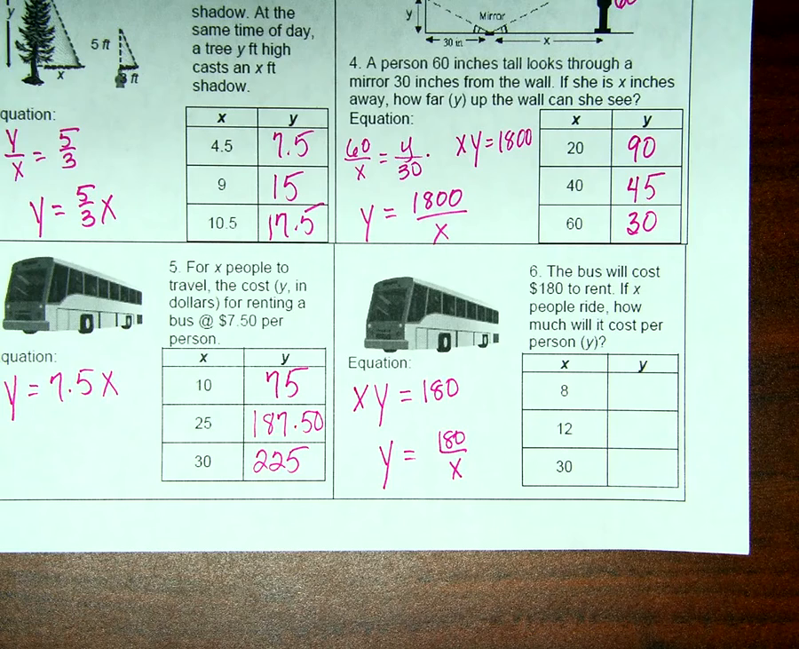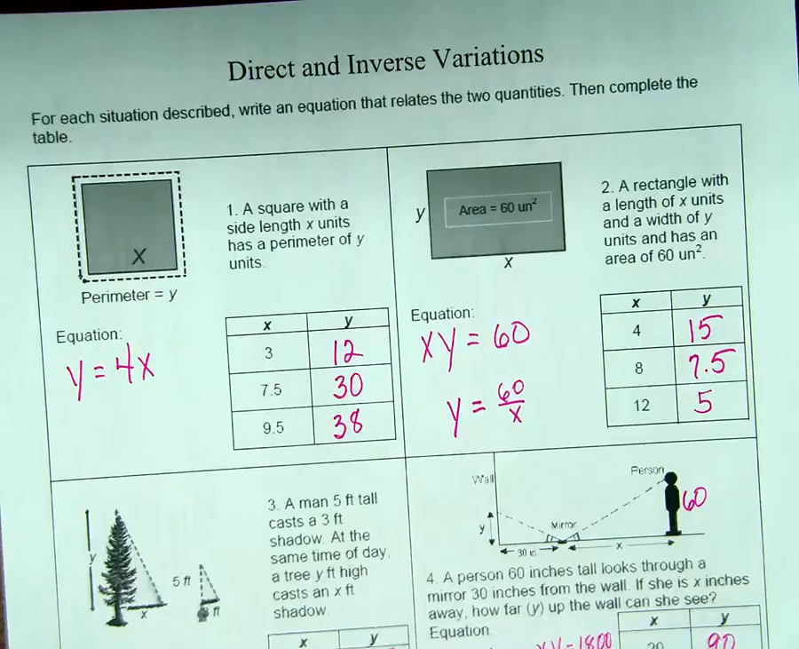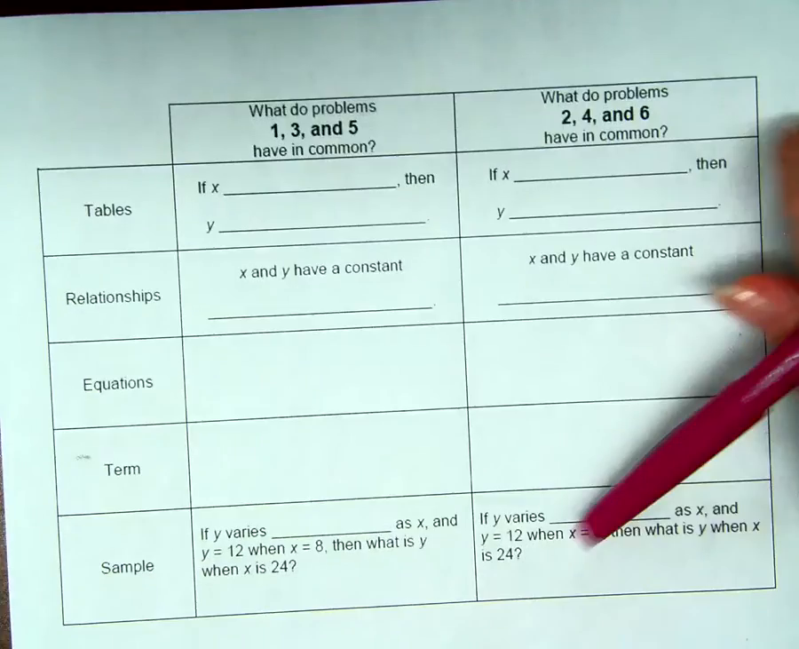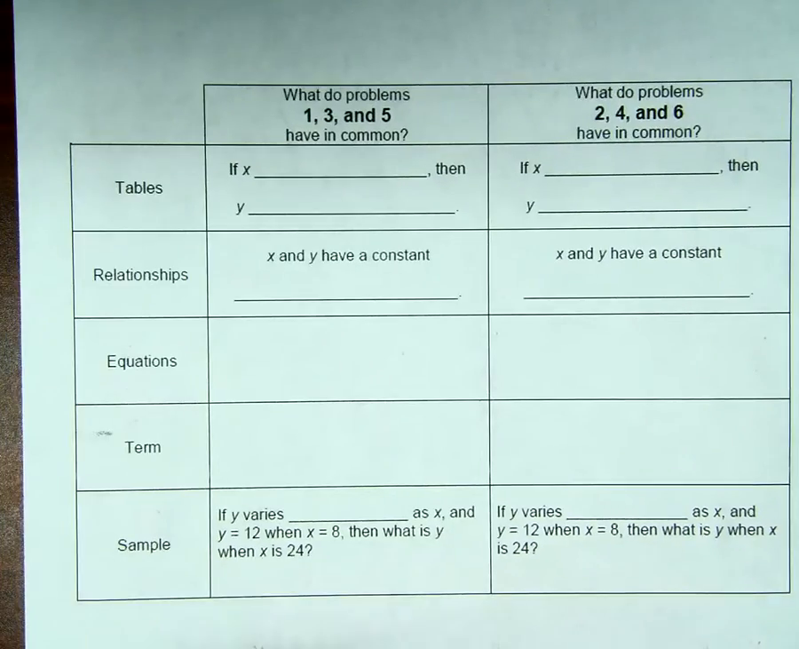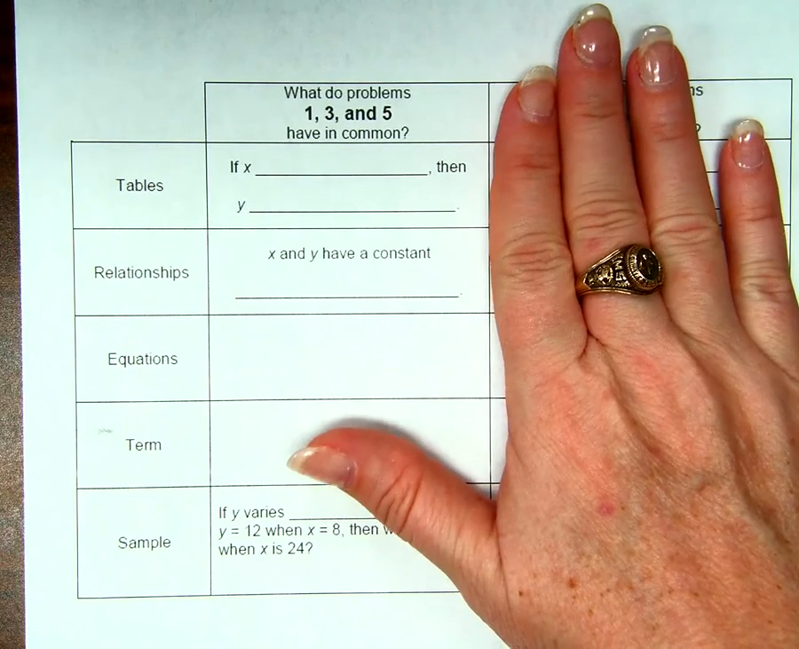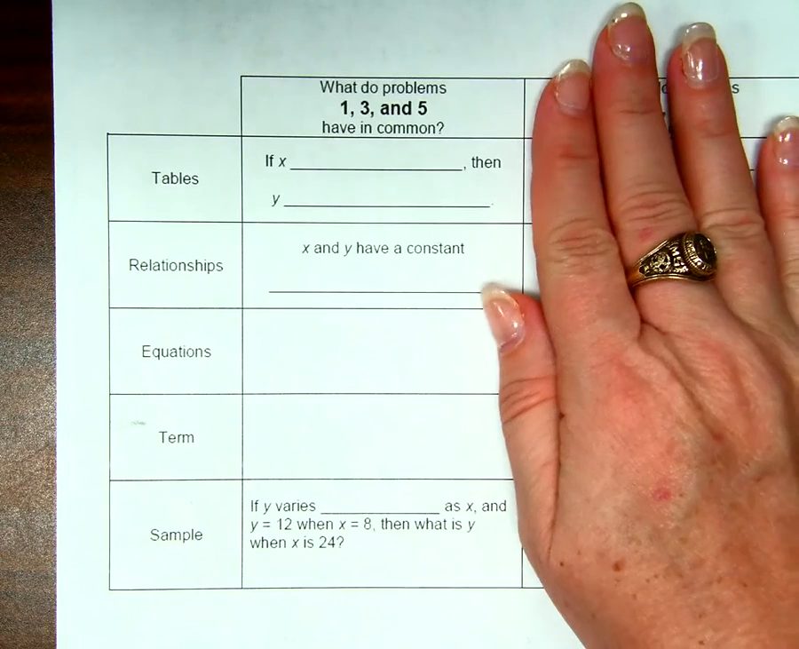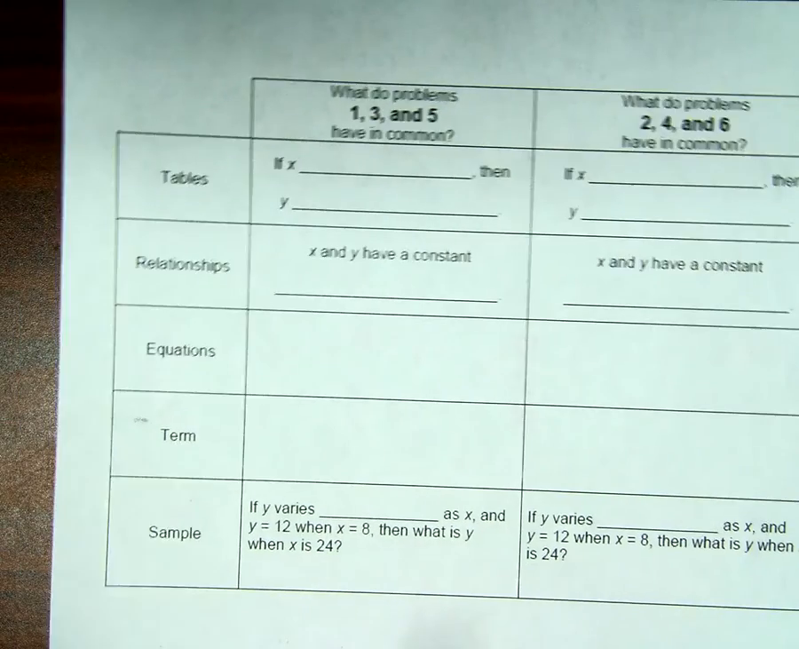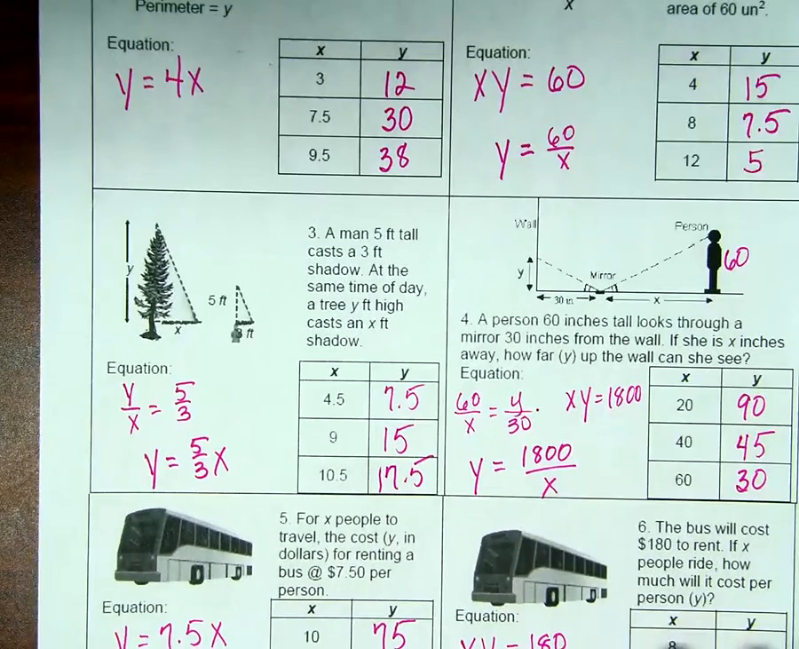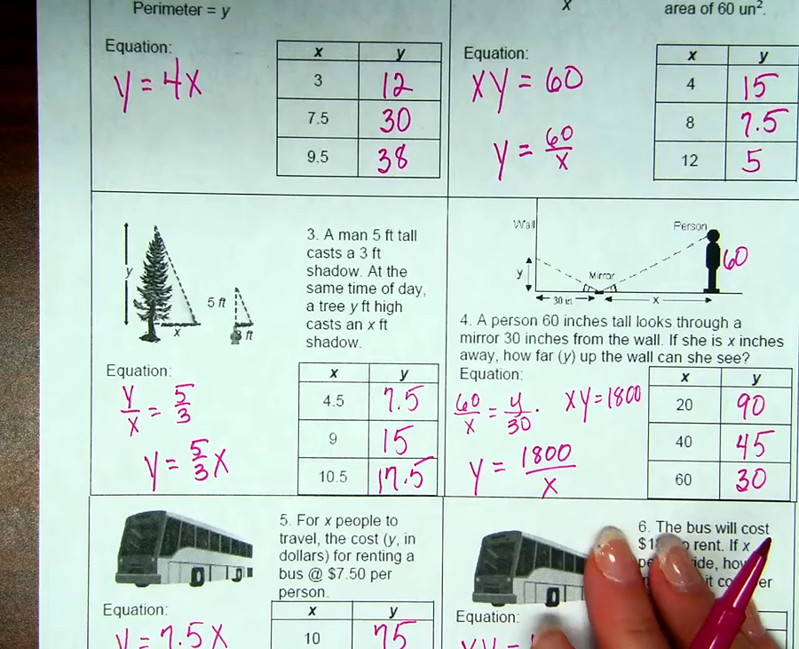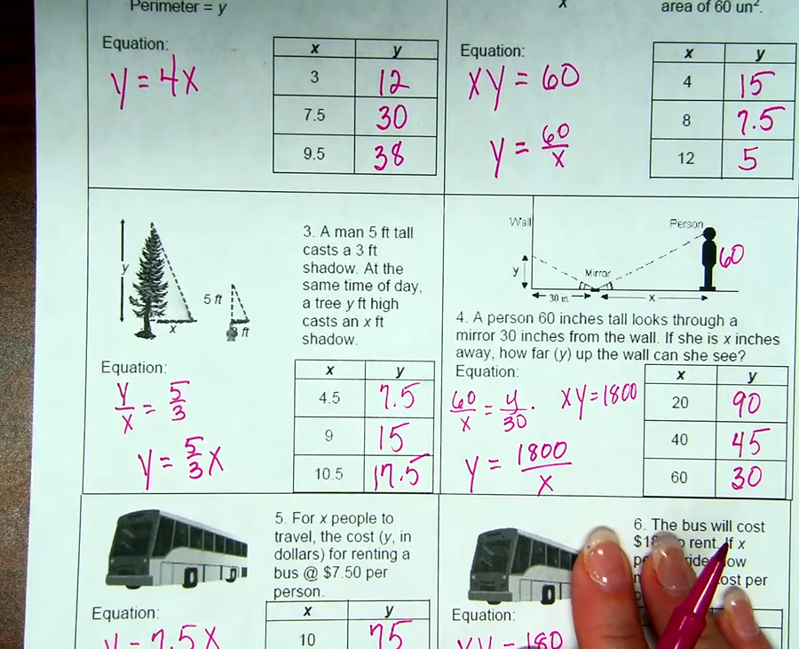Everybody okay so far? So let's go talk about some generalities on the back of this page. Okay? First of all, let's just look at problems 1 through 5. We're only doing this first column together. It's just in the first column. Look at the tables first of all. In problems 1 through 5, what is happening to x and what is happening to y?